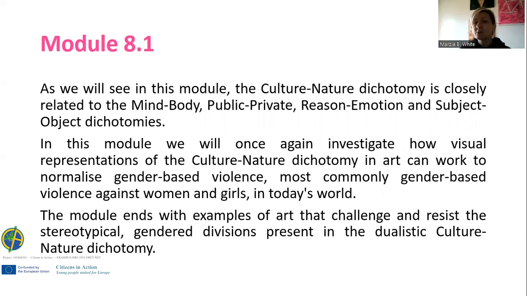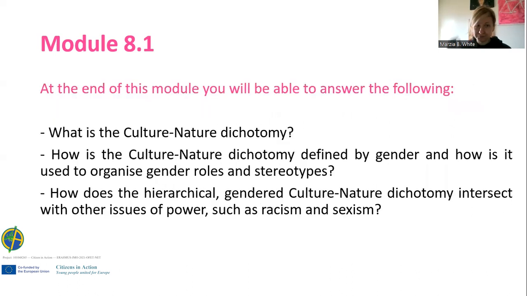In this module, we will explore again how visual representations of the culture-nature dichotomy in art can work to normalize gender-based violence, most commonly gender-based violence against women and girls in today's world. The module ends with examples of art that challenge and resist the stereotypical gender divisions present in the dualistic culture-nature dichotomy. At the end of module 8, you will be able to answer the following questions.